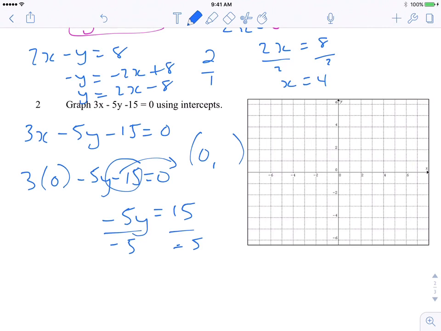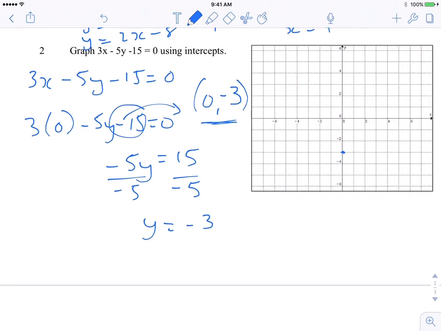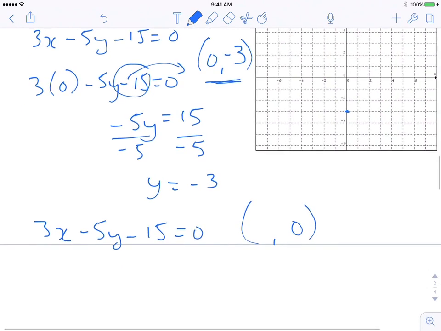And we know that 15 divided by negative 5 is negative 3. So we have (0, -3), and that's our first coordinate, (0, -3), and I can plot that right there. And then we're going to write the equation again, 3x minus 5y minus 15 equals 0, and we're going to make the y value 0 and solve for x.